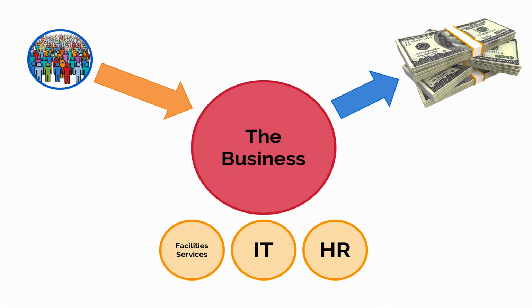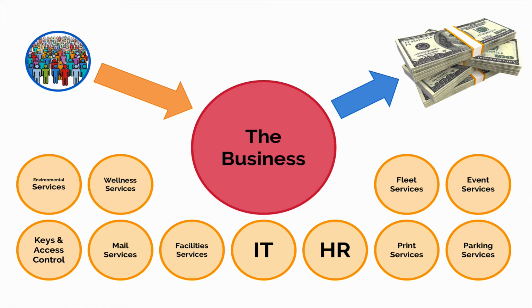HR and facilities are two other types of common service providers that we see supporting users to help them run a business. Maybe we also have additional service providers such as mail services or print services that provide additional support in their own specialty areas. Or maybe we have a multitude, like environmental services, wellness services, keys and access control, fleet services, event services, and parking services. Sometimes these are also called fulfillment centers.